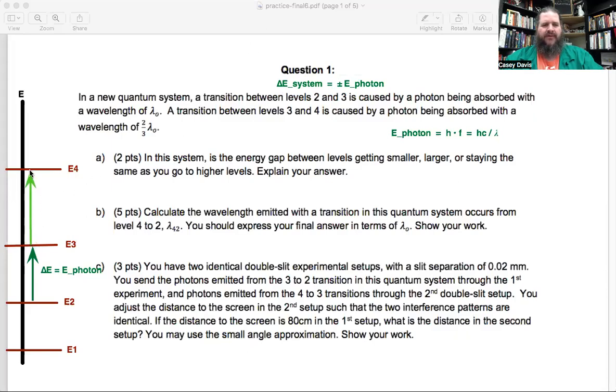So if we're comparing these two gaps on the energy axis, each one of those can be thought of as delta energy of the system equals energy of one photon. But the energy of the photon can be written as hc over lambda. And which one of these involves a larger lambda? A larger wavelength of light.